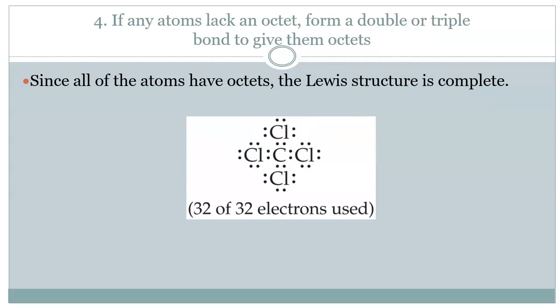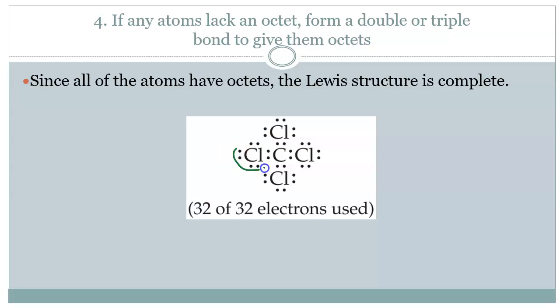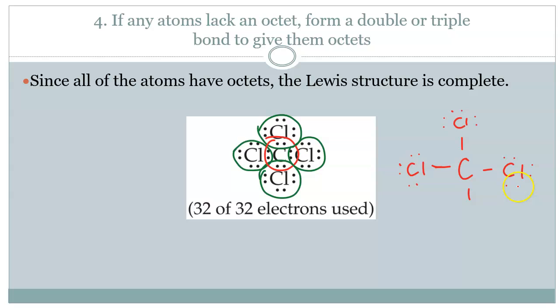Now we'll check to make sure that everything has an octet, and what we find is that it does. So this chlorine has 8, this chlorine has 8, this chlorine has 8, and this chlorine has 8, and if we look at our central atom, which is carbon, carbon also has 8. We can also draw this with lines for the bonds, and then our chlorine with the lone pairs around the outside. This also is a good representation of a Lewis structure.